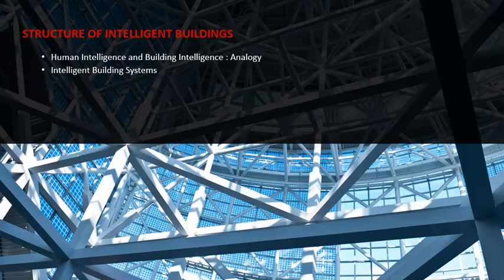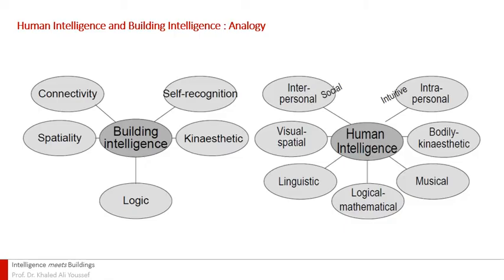This part of the presentation is focusing on the analogy or similarity between buildings and human beings concerning intelligence and the main concept of intelligent building systems. For a human being to be termed intelligent, he or she should have a wide spectrum of abilities, including interpersonal abilities, visual or spatial abilities, linguistic abilities, etc. On the other side, for a building or a system to be termed intelligent, it should be connected to other systems or buildings. It should acquire self-recognition abilities. It should have the ability to do logical or mathematical operations, etc.